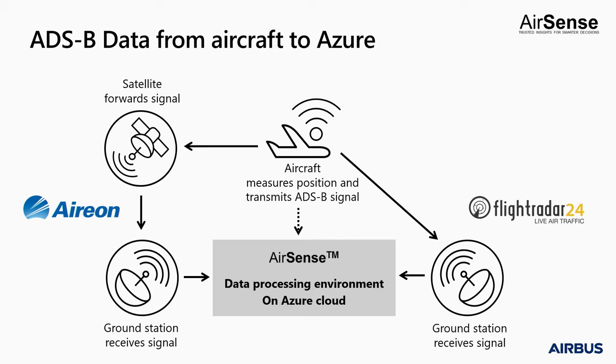They receive the signals that way. Then they broadcast it to a ground station that relays it and basically puts it into our platform. Flightradar24 on the other side, they operate the largest crowdsourced ADS-B receiver network that's currently on the globe.